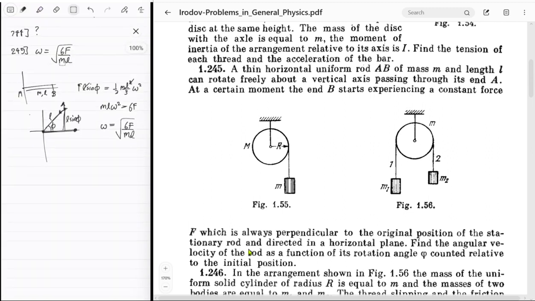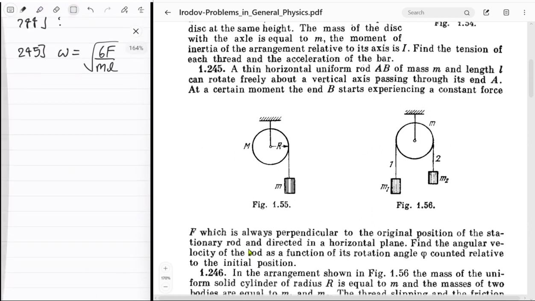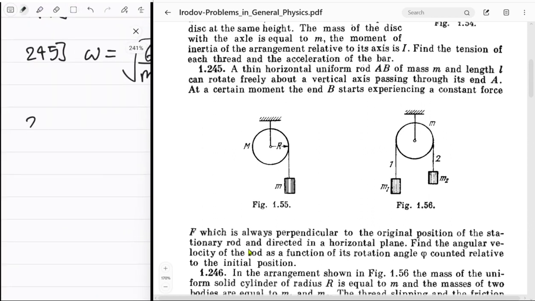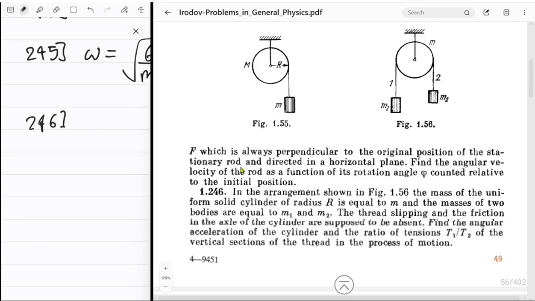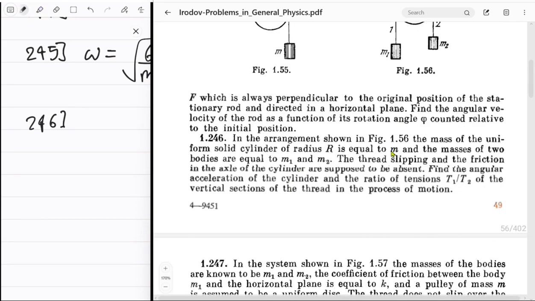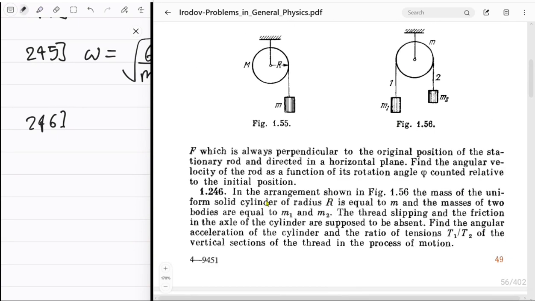Next question. 246. 246 is in the arrangement shown in figure 1.56. The mass of the uniform solid cylinder of radius r is equal to m, and the masses of the two bodies are m1 and m2. The thread slipping and the friction in the axle of the cylinder are supposed to be absent. So there's no slipping, and the friction in the axle is 0.